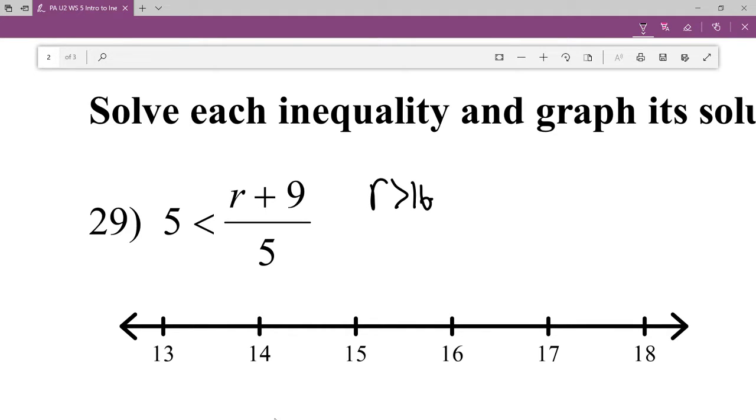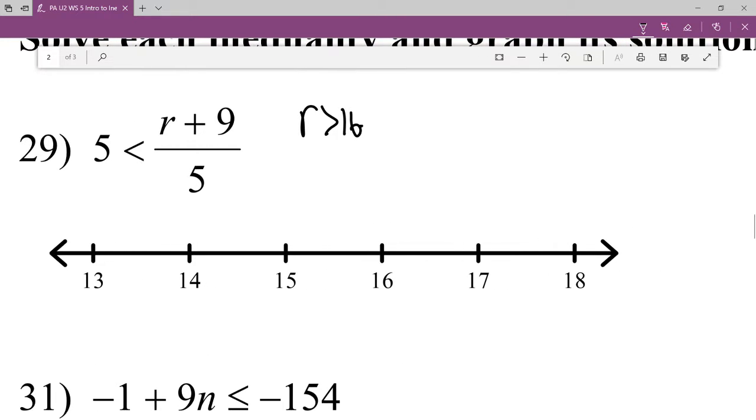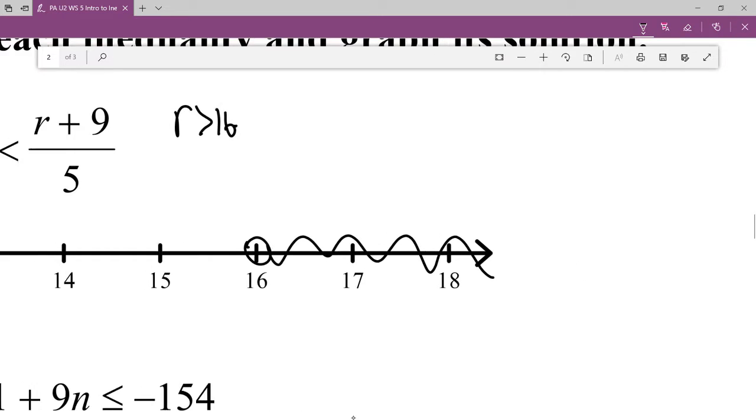Like in the last video when I talked about graphing inequalities, you do the open circle, and you're talking about all the real numbers that are greater than 16, so you shade to the right.